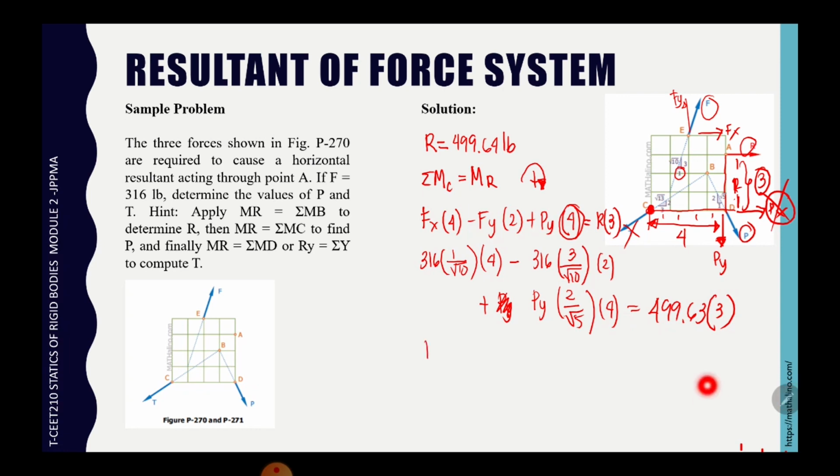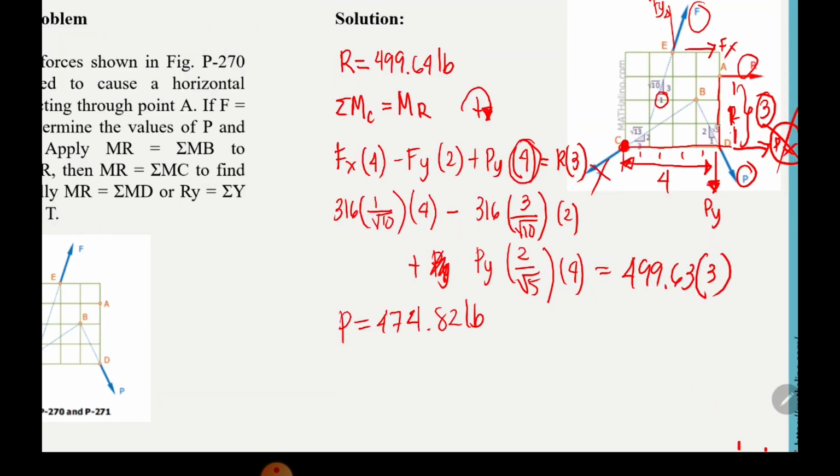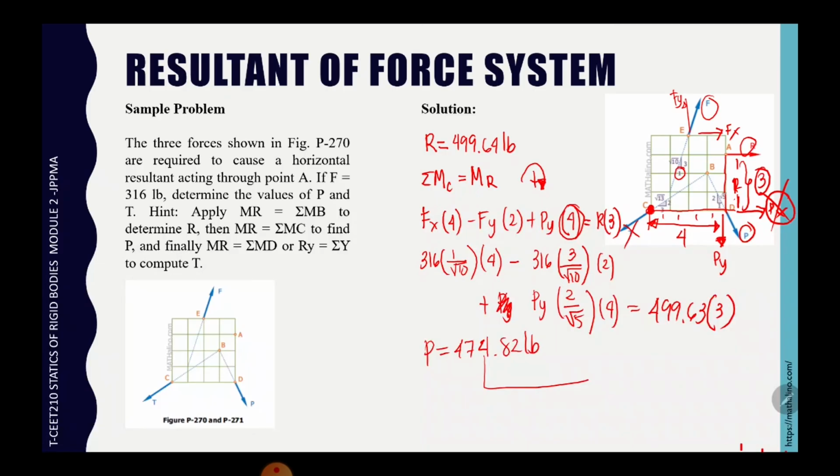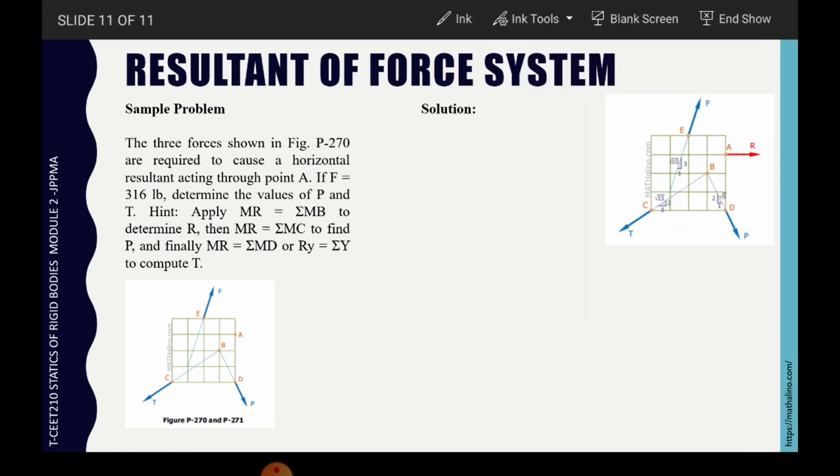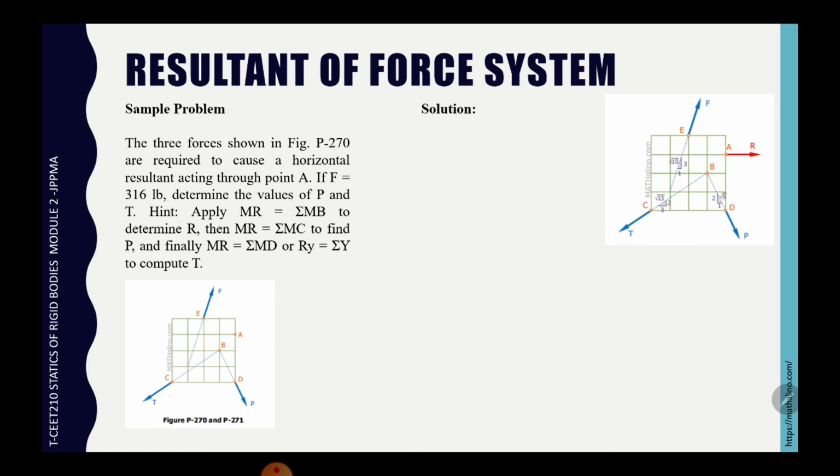Okay, so para makuha si P, 474.82 pounds. Yan, solve nyo na lang yan mathematically and that's the answer. So, given na to si P. Yan. Given na si P. Solve naman natin ngayon si D. Para makuha si D, summation of moment at D naman tayo. Magsa-summation of moment at D.